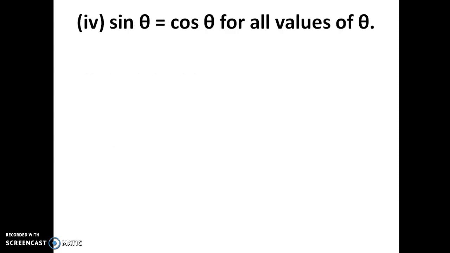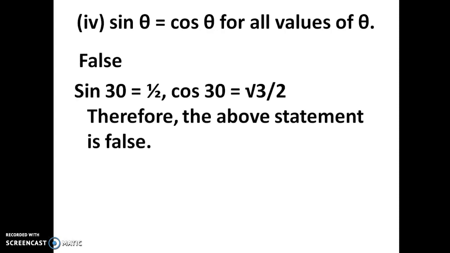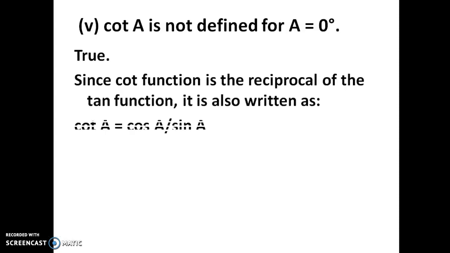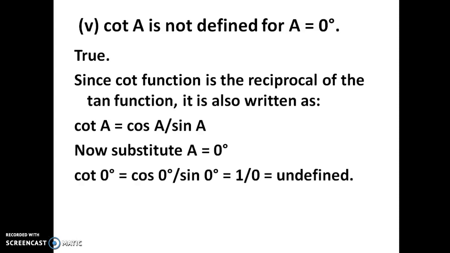Sin theta is equal to cos theta for all values of theta. Is it possible? No. Why? Because sin 30 is 1 by 2, cos 30 is root 3 by 2. So this is not possible. It's false. Cot A is not defined for A equal to 0 degree. Why? Because cot A is cos by sin. Substitute the value of A as 0. So cos 0 is 1 and sin 0 is 0. 1 by 0 is undefined.